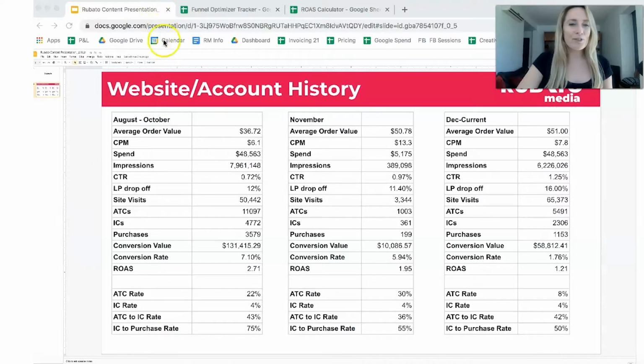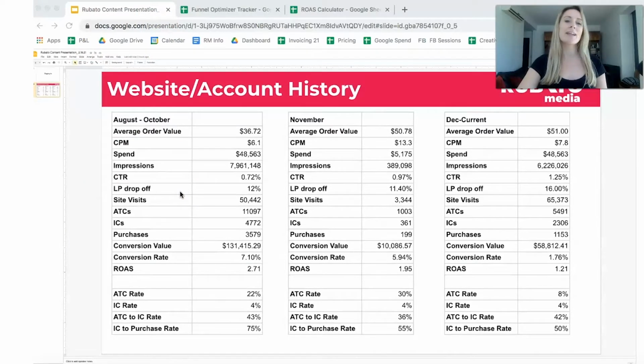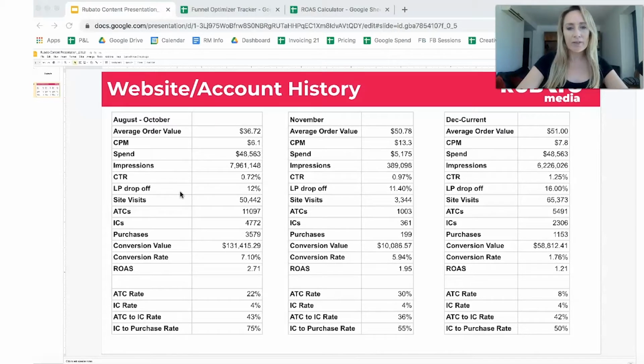So here we are in the first document. This is a lot of data. I know it probably looks really overwhelming, but I'm going to explain it. And if you're listening on the podcast, again, it's probably going to be a little bit harder to follow along with this one. So I would encourage you to head on over to YouTube and check out the screen sharing version.